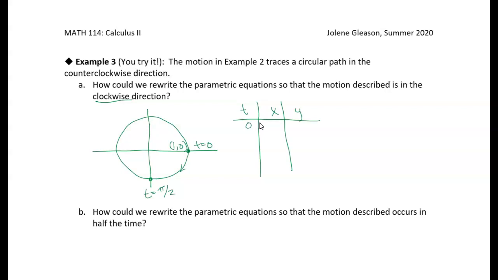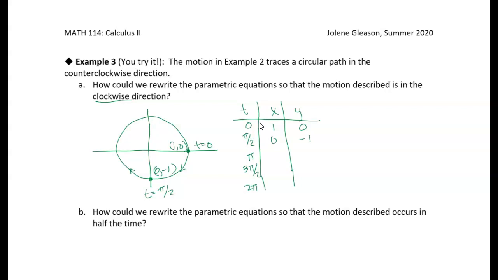So we'll make the t values the same as before. We had 3 pi over 2 and 2 pi. Okay. And so at t equals 0, we want x to be 1 and y to be 0. And then down here at t equals pi over 2, this is the point 0 comma minus 1. Okay, so 0 and minus 1.